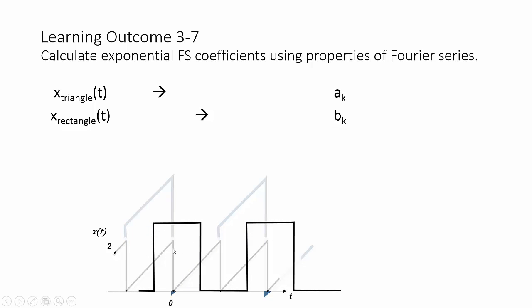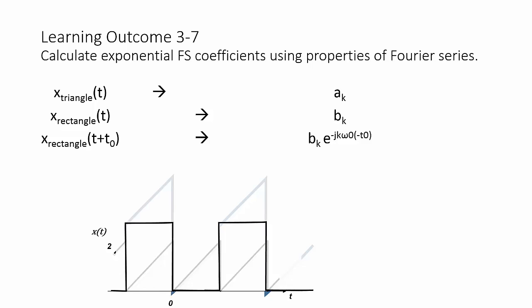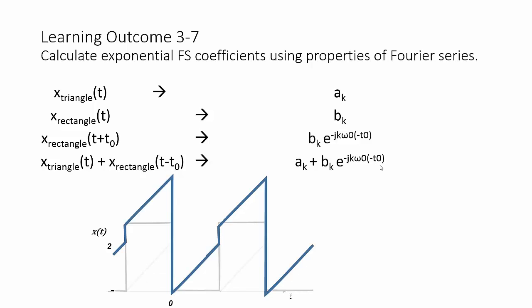But the rectangular pulse starts off centered at time 0. So we need to apply a shift in time to bring it to where we want it to be, and that's going to involve multiplying by a complex exponential. Note that because we're shifting to the left, it's t minus a minus t naught, so our shift is minus t naught. So our final signal would be our triangle plus our shifted rectangular signal, which will have the Fourier series coefficients a sub k plus our b sub k, where our coefficients have then been shifted. And that would give us the signal that we were looking to get.